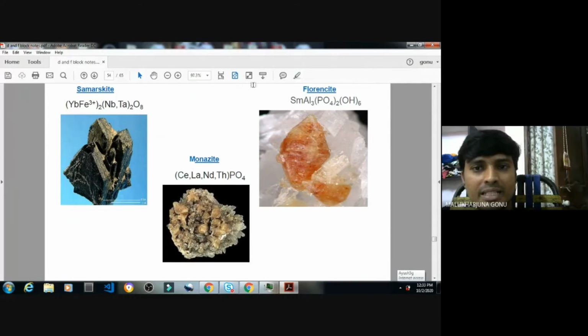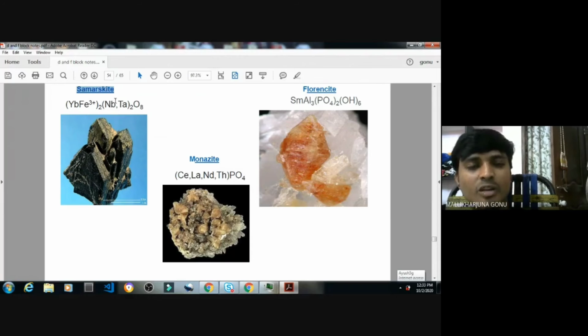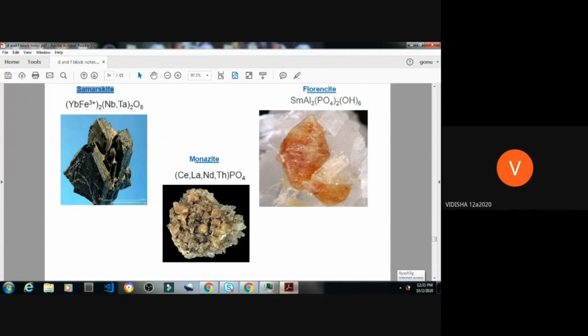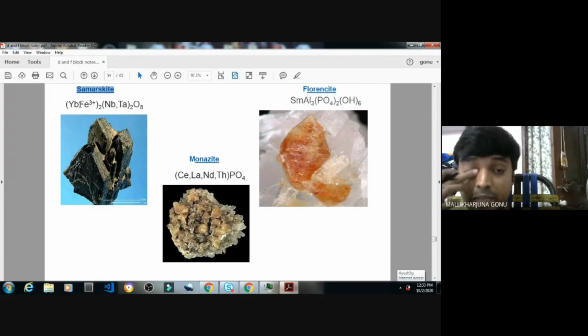So a few ores, let us see. What is the name of this one? Samarskite. The formula of this one is YB, Fe2, NB, Tanta, many are there. This is the ore, meaning different types of elements will be there that you have to purify to get this. So which f block elements are present in this one, Vidisha? Samarskite. YB. Very good. Terbium is present in this one. That's how this is one of the ores.